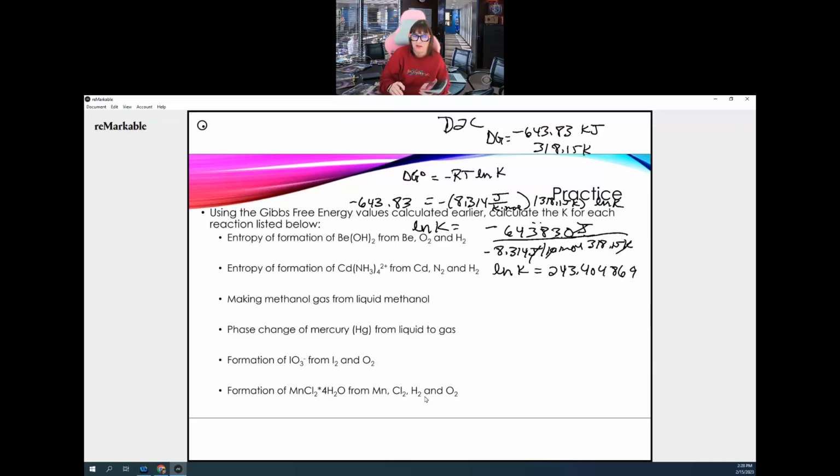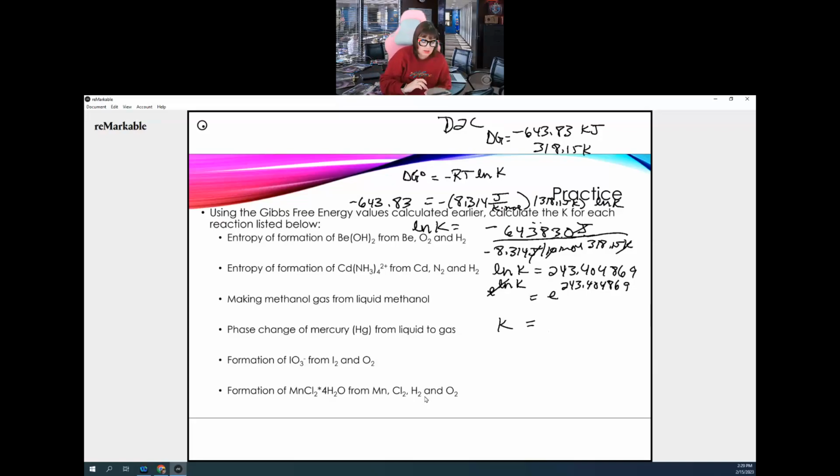243.404869. And again, I'm just leaving all the numbers that my calculator spit out at me. Now, if I want to get rid of a natural log, the way that I do that is to take e to the natural log of K is equal to e to the 243.404869. And that leaves me with K. These are the inverse of each other, so they cancel. So it's like taking 10 to the log kind of deal. So K is equal to this value.